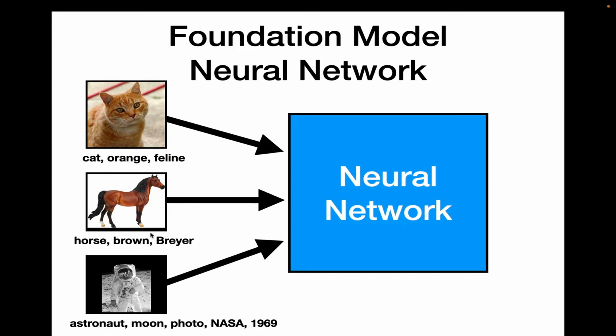Similarly for the horse, with different kinds of attributes, or going back to the astronaut, we have many photos of astronauts, and so this image will very likely show up somewhere with next to it the words astronaut, moon, photo, NASA, maybe 1969, because this one is on the moon. So neural networks have been trained at association. So basically what the foundation model does is a lot of associations between images and tags. And Dall-e 2, for example, has been trained with over 2 million images, 2.5 million images.